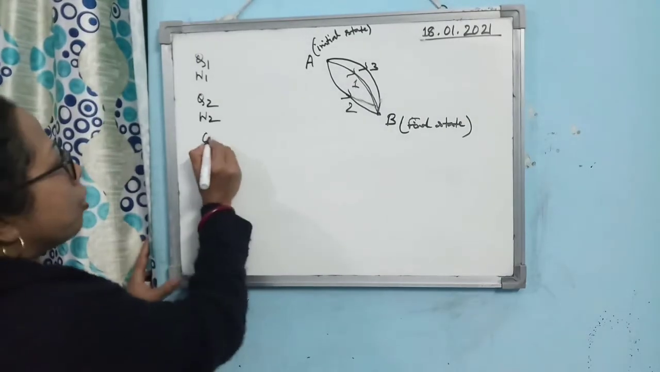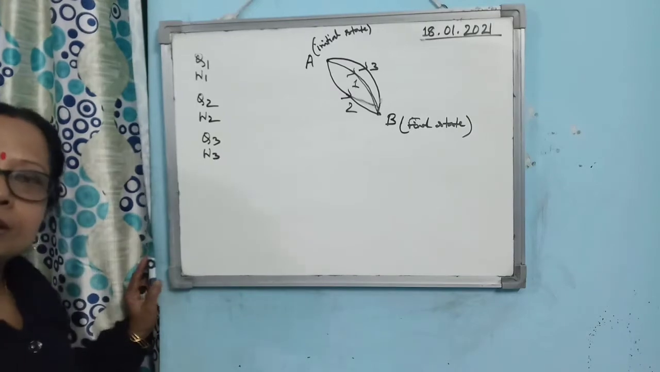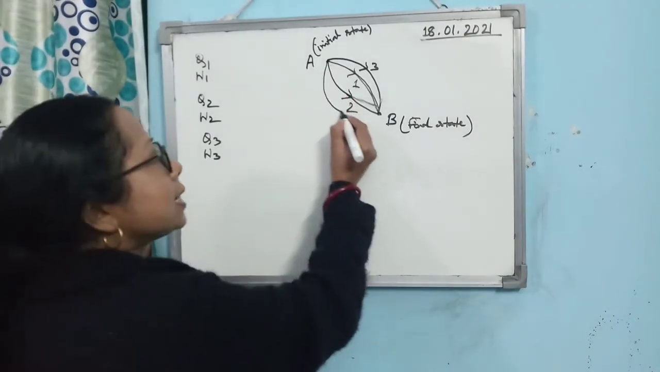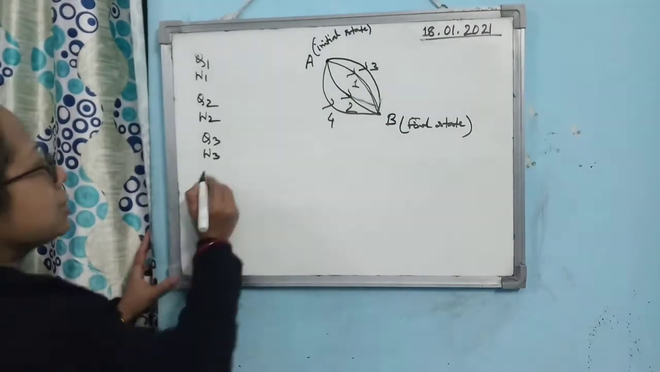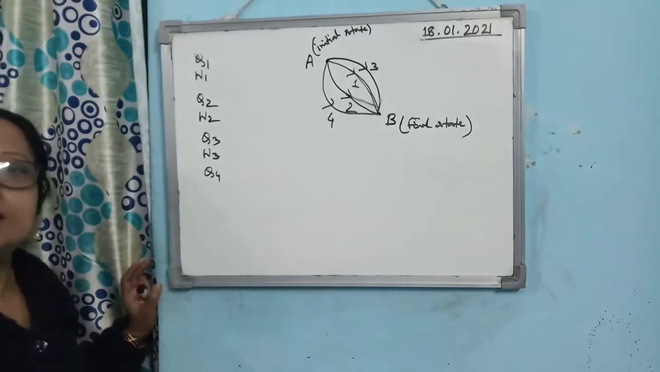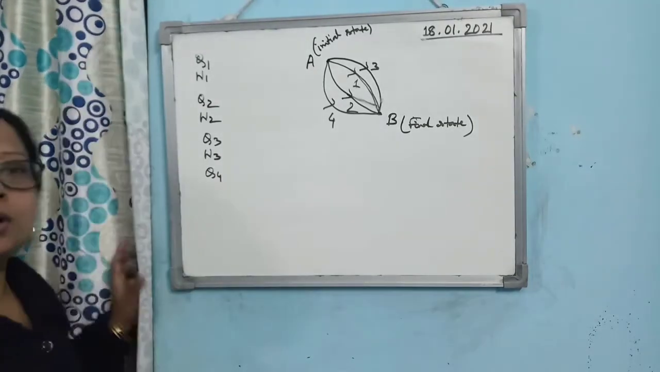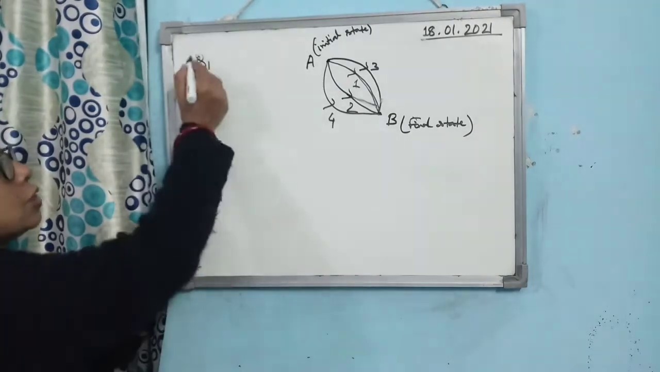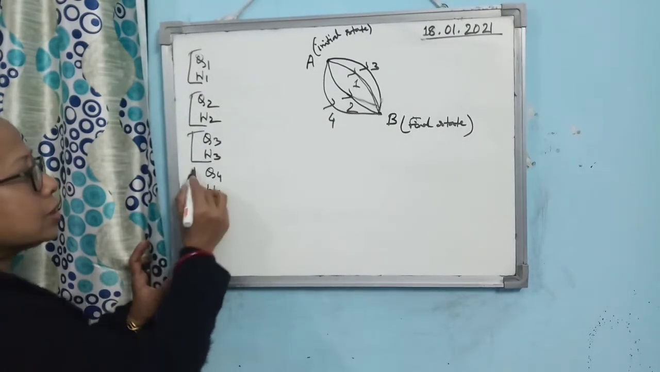And for path 3, Q3 is the heat associated with the process and W3 is the work done. Someone else has taken it from A to B following path 4. Let us consider Q4 to be the heat associated with this process and W4 the work done. This is for path 1, this is for path 2, this is for path 3, this is for path 4.